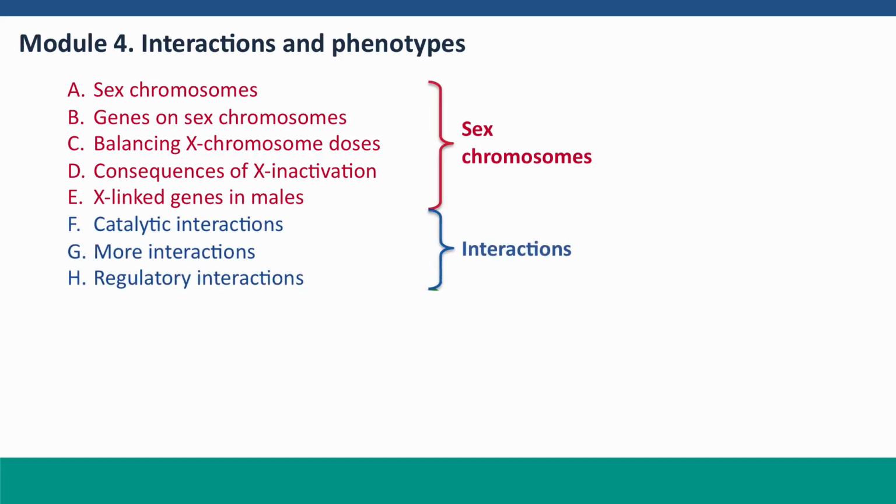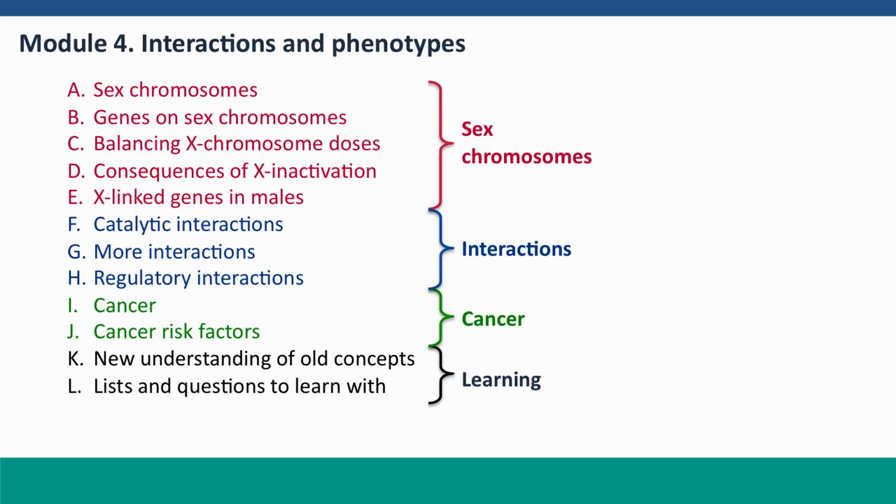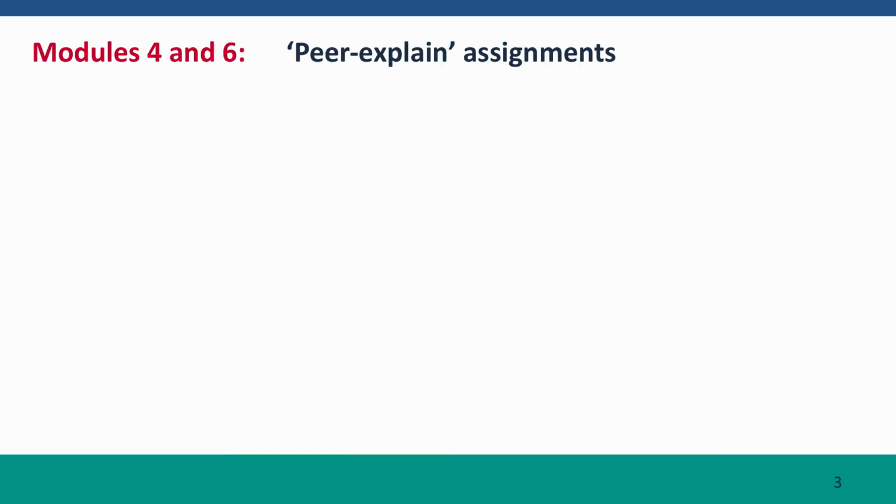We'll talk about interactions between proteins at various levels, catalytic proteins, more complex interactions, especially regulatory interactions. And this will lead us to thinking about cancer and the role of regulatory proteins and their interactions in the development of tumor cells, cells that grow when they shouldn't. And finally, we'll revisit some old traditional concepts of genetics and try and integrate everything into a modern framework that will help you make sense of everything that you're learning.